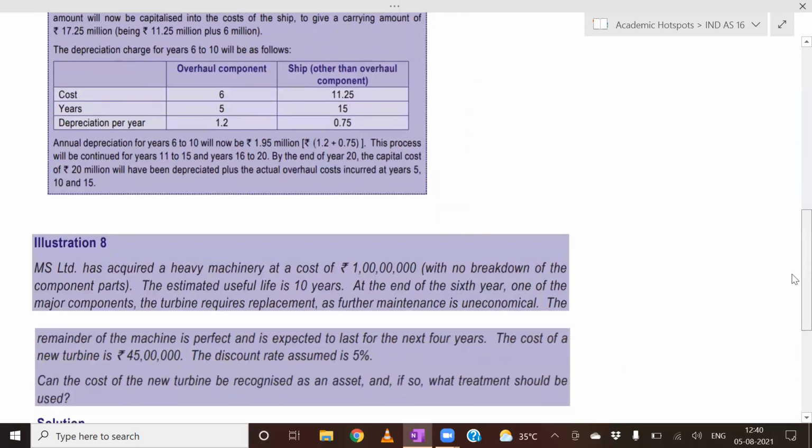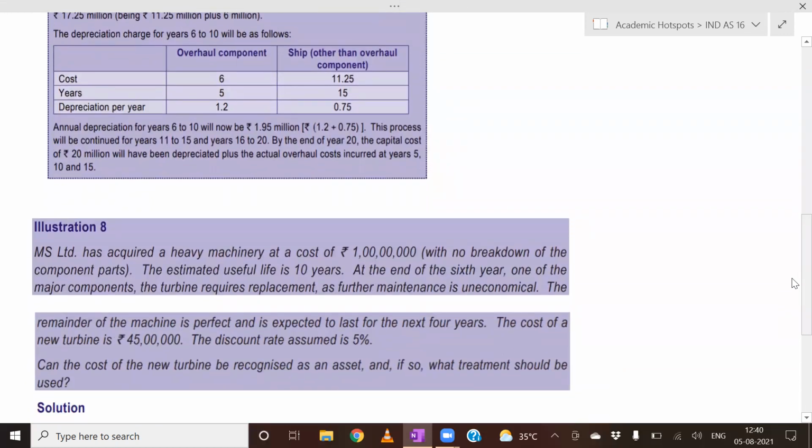Now, let's look at one illustration, which is quite interesting. In this case, the company has acquired heavy machinery costing around 1 crore, and the estimated useful life of it is 10 years. At the end of the 6th year, one of the major components, which is a turbine, requires a replacement, and this replacement will be done at a cost of 45 lakhs, because the new turbine's cost is that as on today's rate, and the discounting rate is given as 5%. Now, the question here is, can the cost of the new turbine be recognized as an asset? And if so, what treatment should be used?